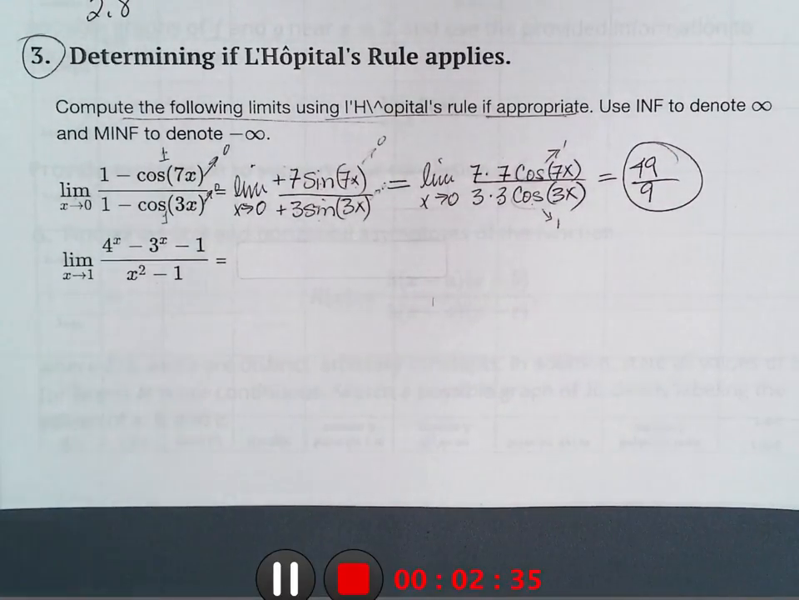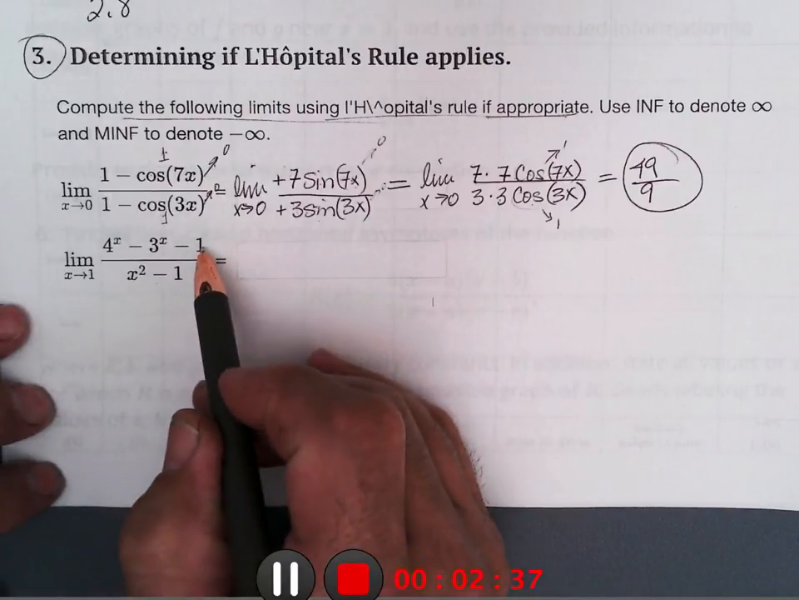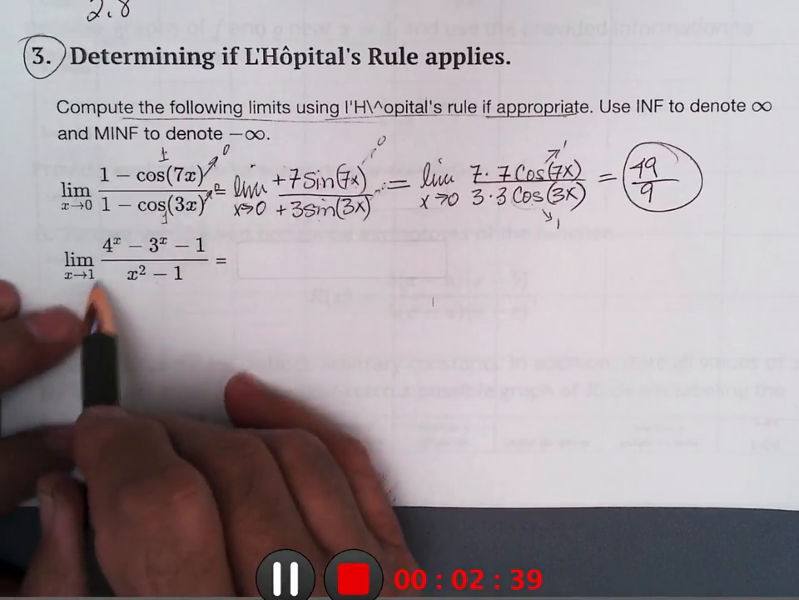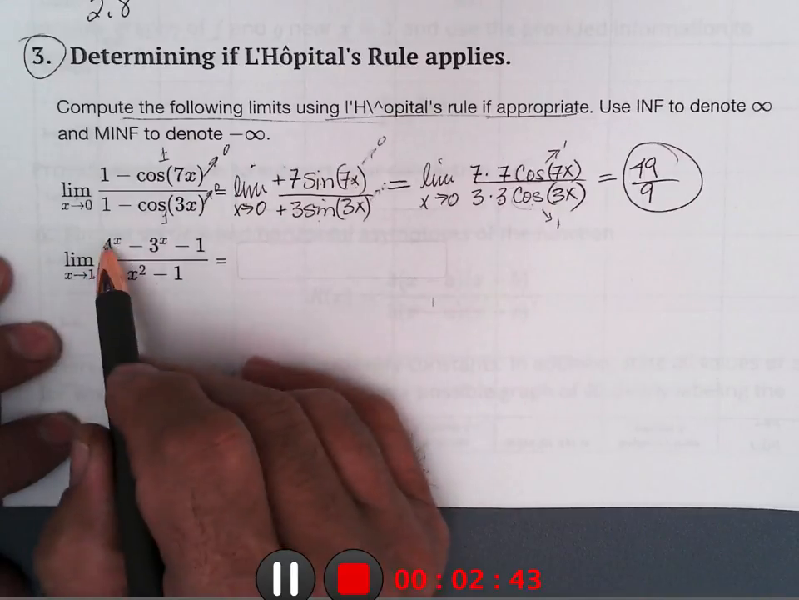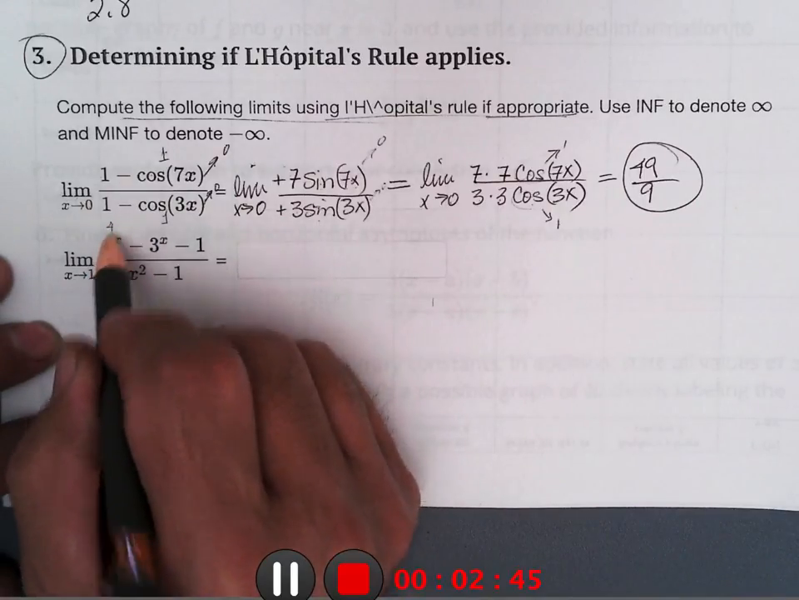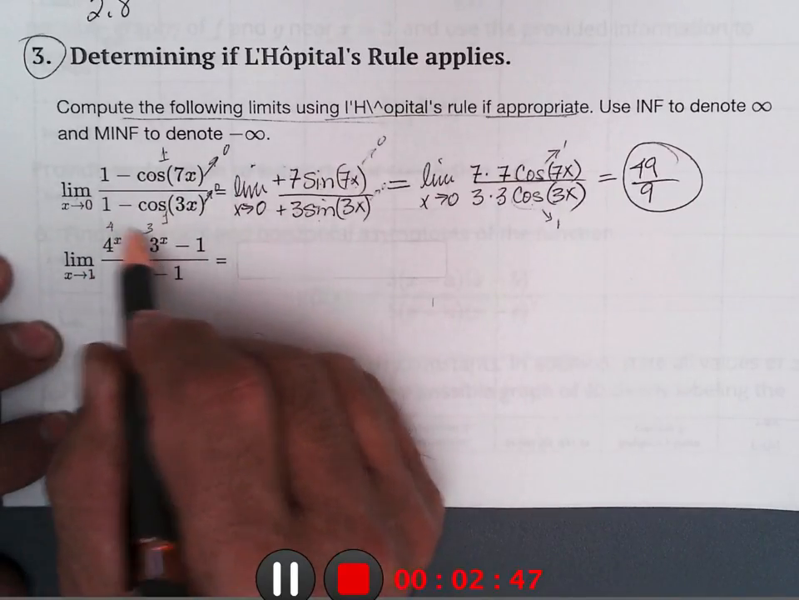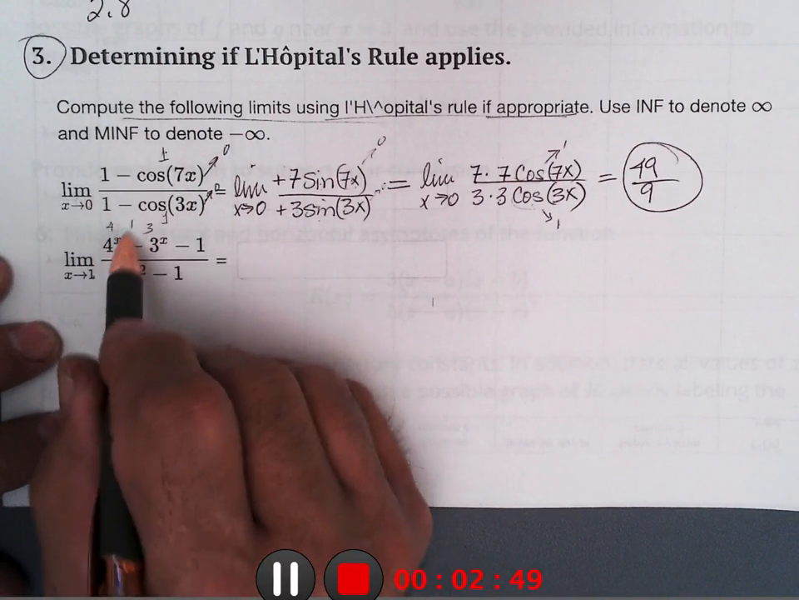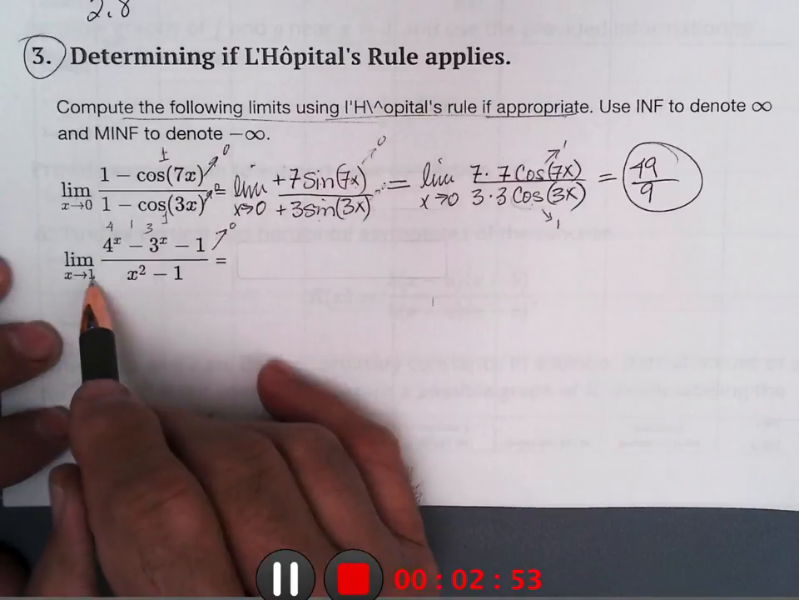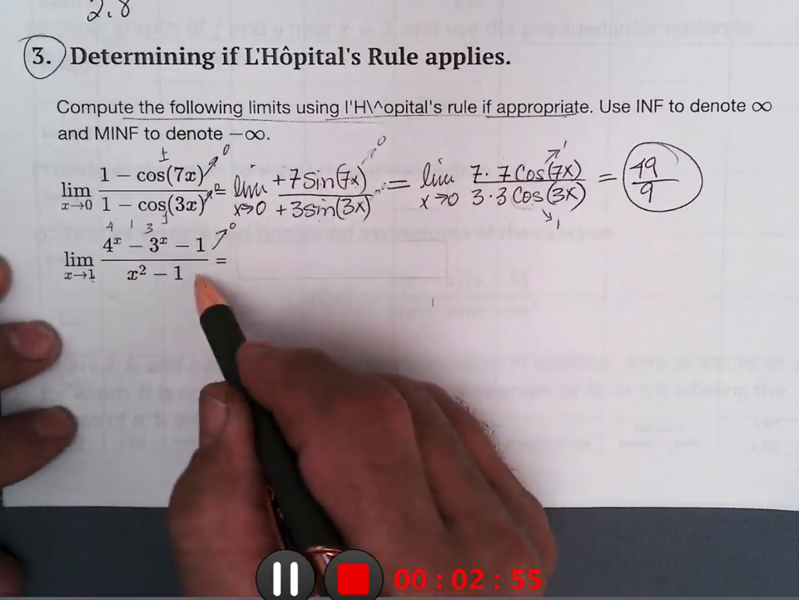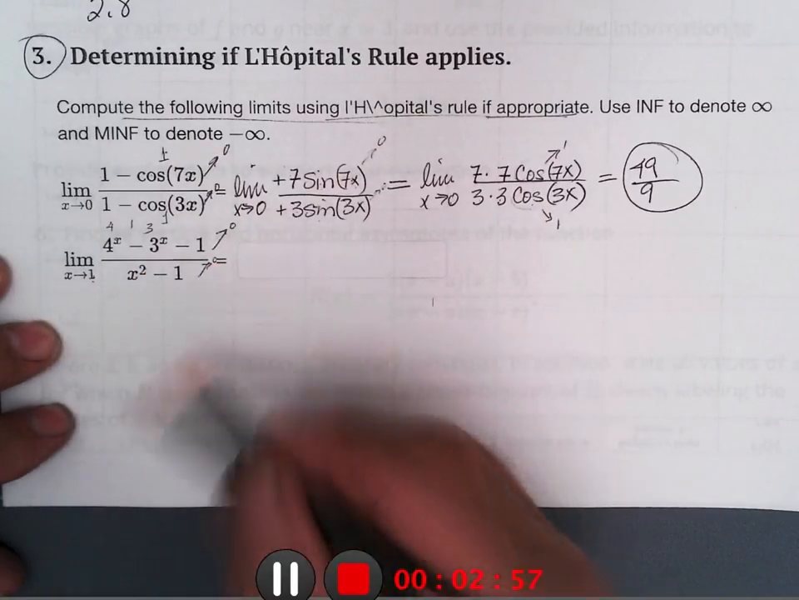Okay, part 2 of this number 3. As x goes to 1, well, 4 to the 1 is 4. 3 to the 1 is 3, so 4 minus 3 is 1, minus 1. Oh, the numerator goes to 0. 1 squared is 1, minus 1. It goes to 0. So L'Hopital's rule applies.